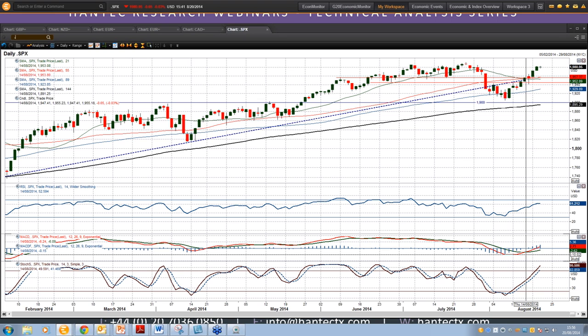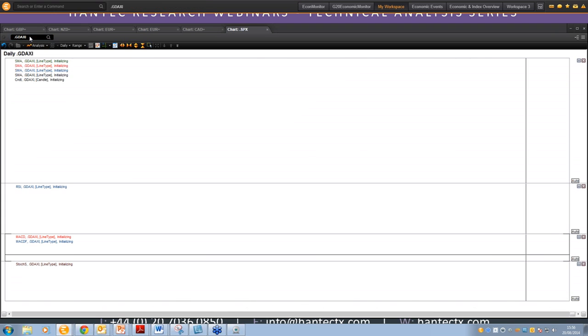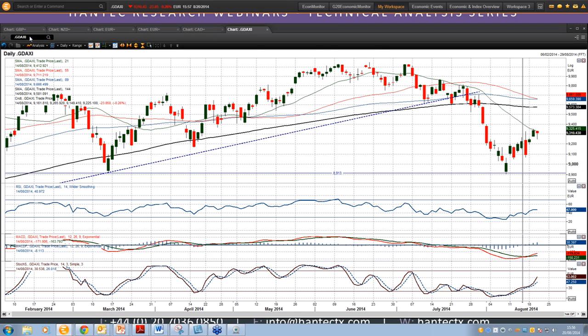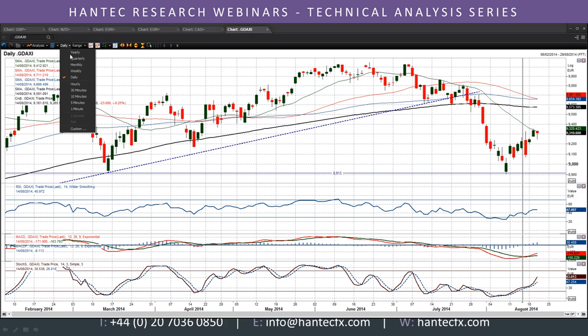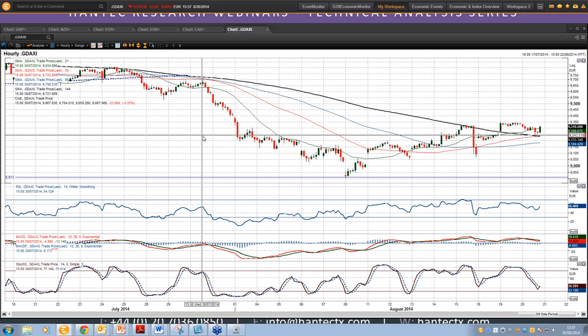DAX, ooh, here we go. Wow, look at that sell-off and the rebound as well. If I look at the DAX on an intraday basis very quickly, you've got a very nice base pattern.